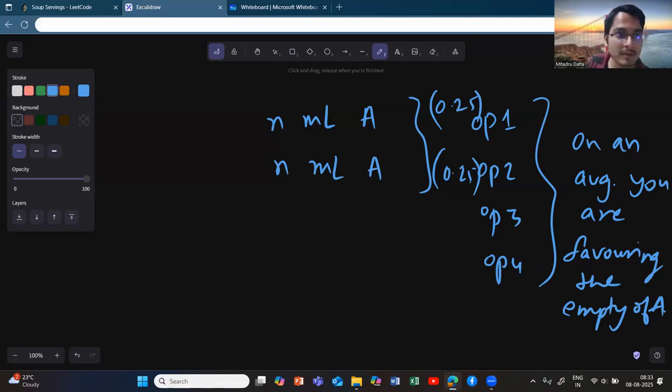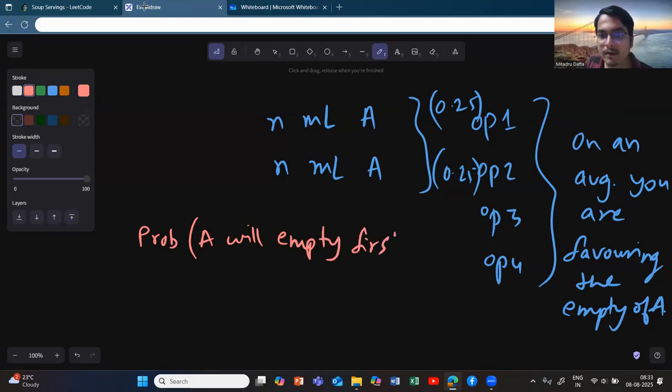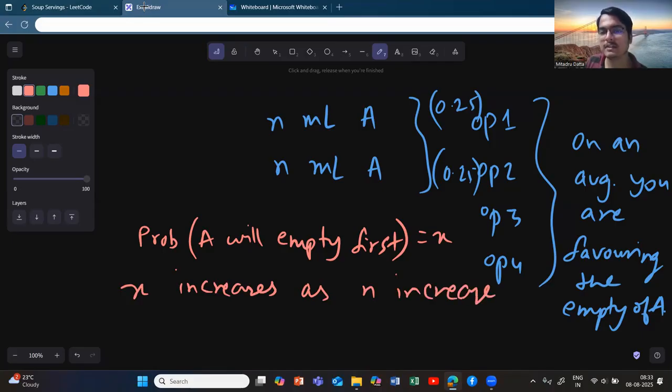So, if I ask you the question, what is the probability that A will empty first? Let's say this probability is X. This X increases as n increases. You can see this actually by taking a very small example.